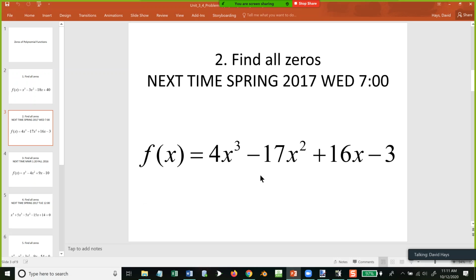Let's take a look at this one. Again, our largest power is 3, so that power of 3 tells us we're going to have 3 answers.